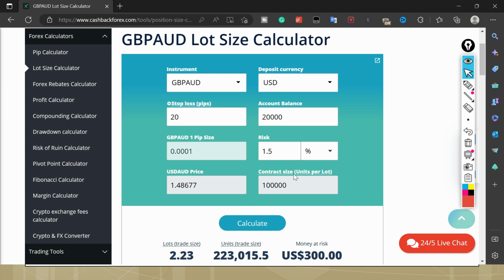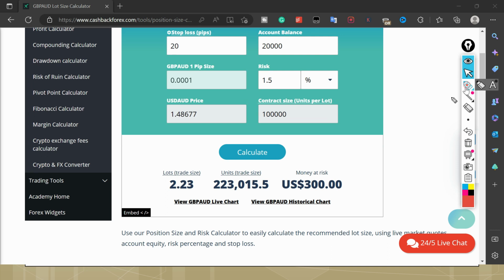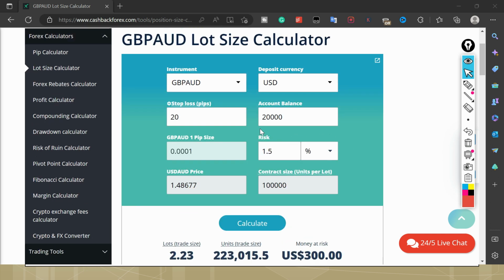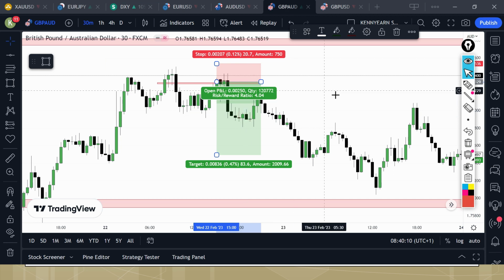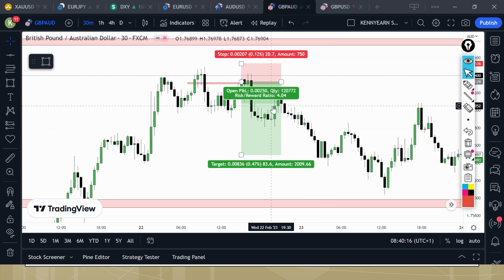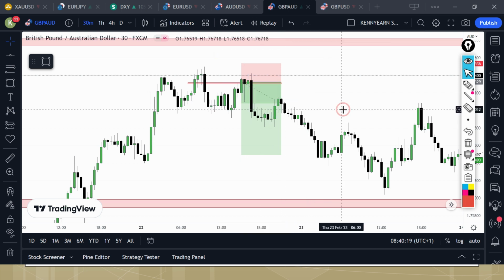So what does it tell you? Let me scroll down very well. Money at risk, $300. That's 1.5% of my account. And then the lot size to use, 2.2. It's telling me to use 2.2 lots. So with these 2.2 lots, if it hits my stop loss, I'm losing $300. If it hits my take profit, I'm going to make maybe $1,600 or $1,200. That was how I got my lot size for this trade. I didn't calculate much. This lot size calculator has made the work easy for us, and this trade was awesomely delivered.